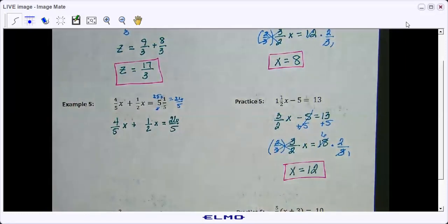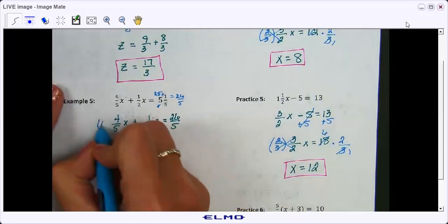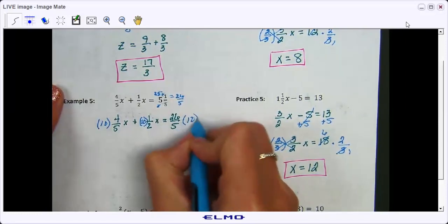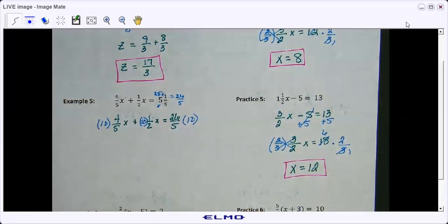Okay? And I'm going to show you why I'm clearing the fractions. I just think it's a little bit easier. What is our common denominator here? 10. So I'm going to multiply everything by 10. And now what I'm going to do is cross simplify all of my fractions.